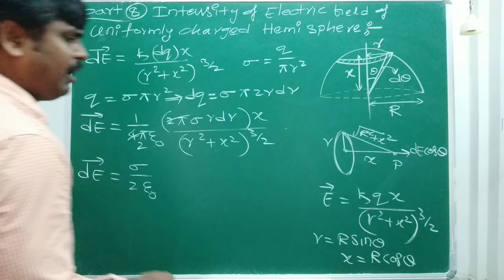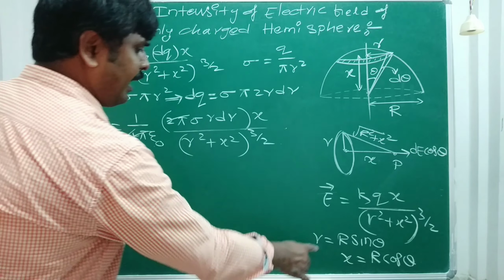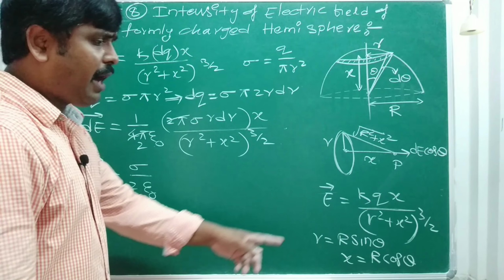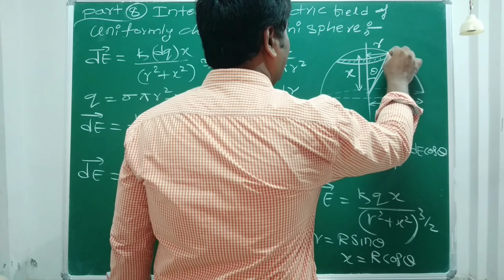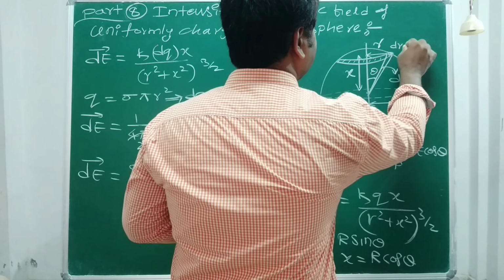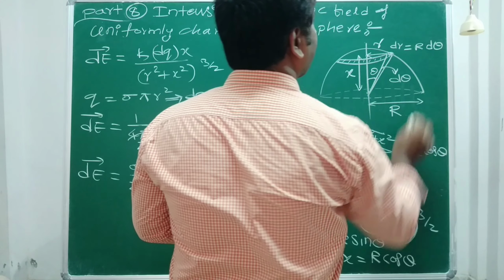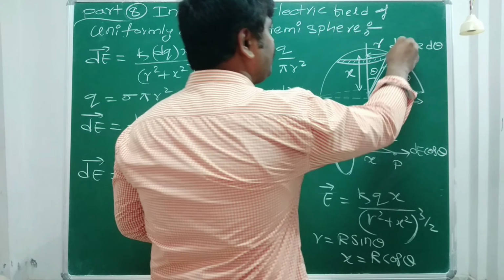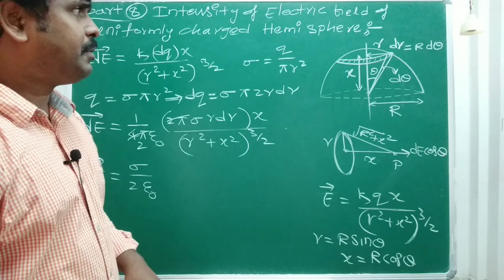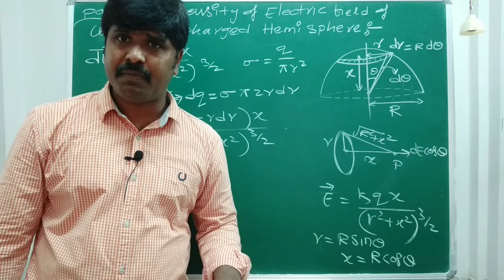So individually, already we know r is equal to R sin theta and x is equal to R cos theta, and here the small element is dl, so this is equal to capital R into d theta. So this dl is equal to small r into d theta. Already I gave that information in the previous videos.